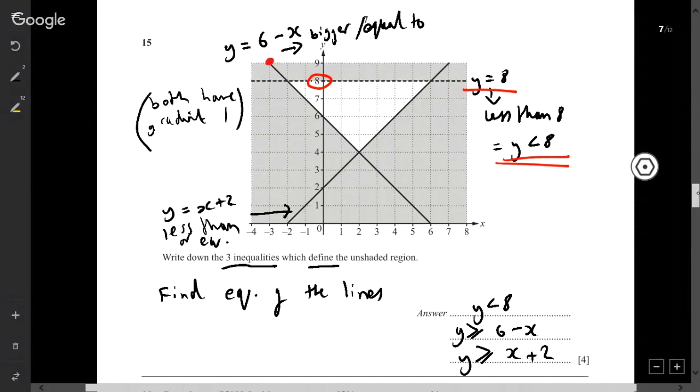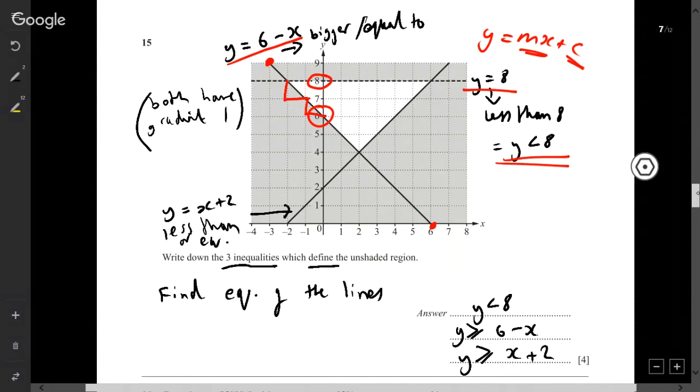Next up, this line here. Let's just remember y equals mx plus c is the equation for lines. So what we need to find out is the y-intercept, 6, and the gradient. We can see that it's going that way, so it's going to be a negative gradient. It goes down 1, across 1. Down 1, across 1. Therefore, the gradient is minus 1. So it's just minus x. y equals 6 minus x.